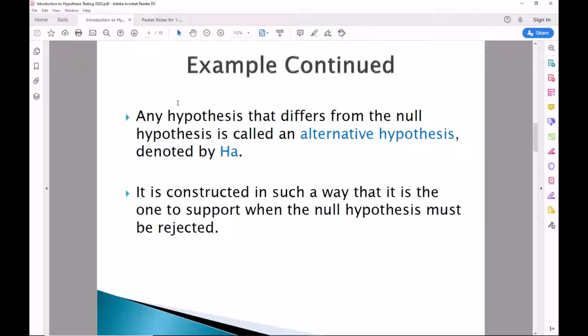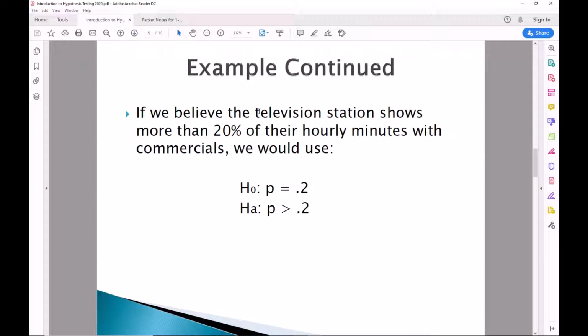All right, any hypothesis that might differ or take exception to the null is called an alternative hypothesis, denoted H with a subscript A. So that is constructed in a way that is the one that we support when we find evidence to reject the null hypothesis. All right, so what if we're a big fan of this station, and we're just sitting there watching some show and we're about ready to lose our minds because it just seems like the whole thing is just commercials. So we're thinking, right, 20%, we think maybe more.